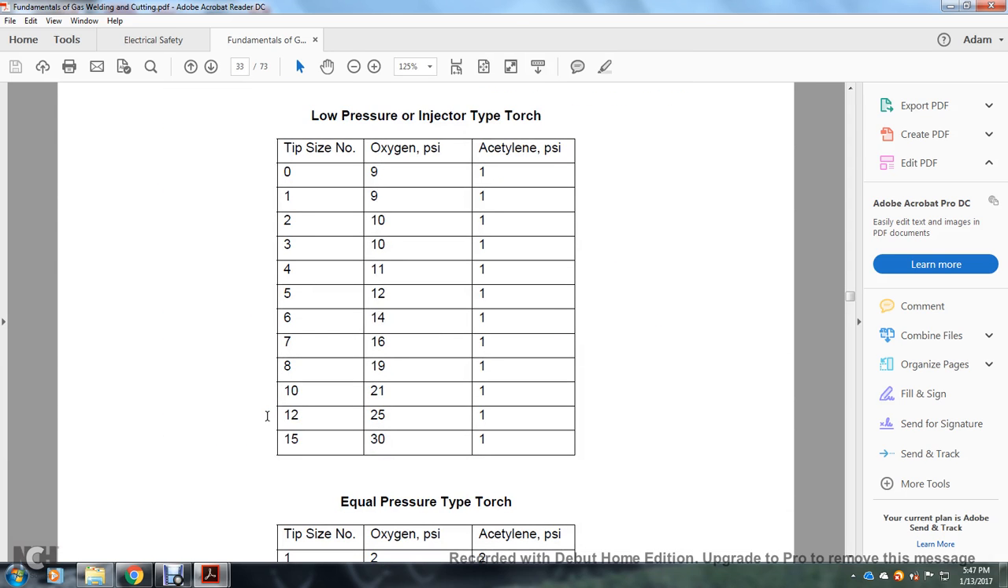Alright, the low pressure injector type. Type size number 0, 9 psi oxygen, 1 psi acetylene. For all oxyacetylene tip sizes, the acetylene psi is 1. So we'll read this from the line. Tip size number 1, oxygen 9. Number 2, 10. Number 3, 10. Number 4, 11. Number 5, 12. Number 6, 14. Number 7, 16. Number 8, 19. Number 10, 21. Number 12, 25. Number 13, 30.